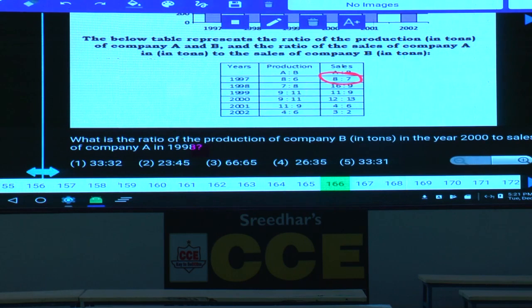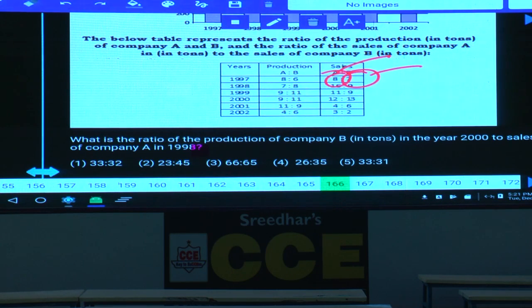And now, sales in 1997 are divided in 8:7 ratio. Total how many parts? 15 parts. Total sale in 1997, 300. 15 parts is equal to 300. 1 part is equal to 20. 8 parts is equal to 160. 7 parts is equal to 140. Like that you need to segregate the data.